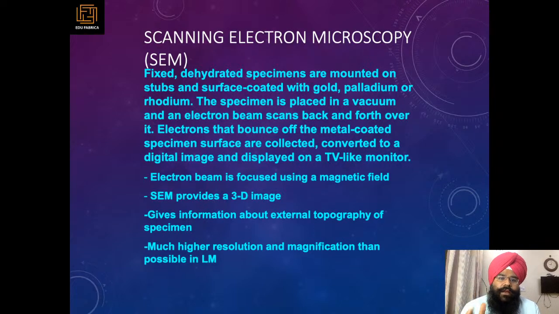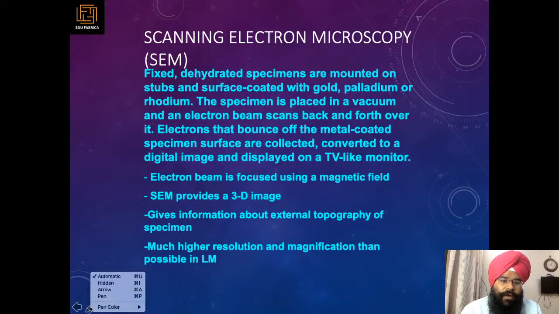An electron beam strikes the sample. The electron beams bounce off the metal-coated specimen surface, are collected and converted to a digital image, and displayed on a TV-like monitor. So this is the image of your specimen coated with gold. You have electron beams coming out and striking it.